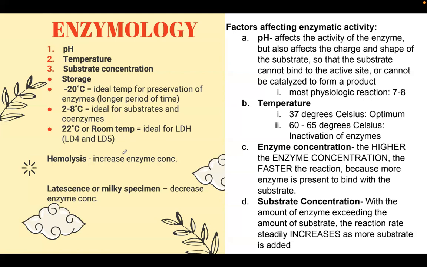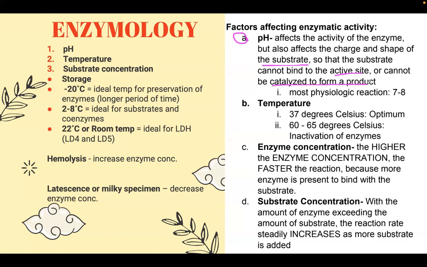And when we say enzyme, we have several factors that affect the enzymatic activity in your body. Kasi sabi nga po natin, ang ating enzymes, they have the optimum pH and temperature wherein they can do their work. Pag sumobra sa taas or sumobra sa baba, it will surely affect the enzymatic activity. So, discuss natin siya isa-isa. Number 1 is the pH. It affects the activity of the enzyme but also affects the charge and shape of the substrate so that the substrate cannot bind to the active site or cannot be catalyzed to form a product.